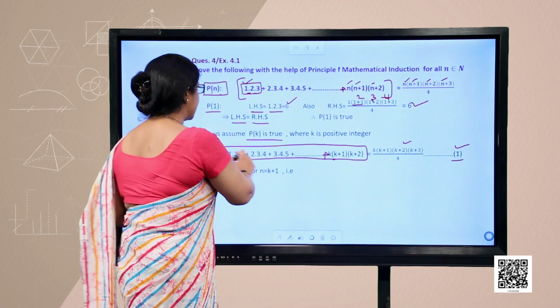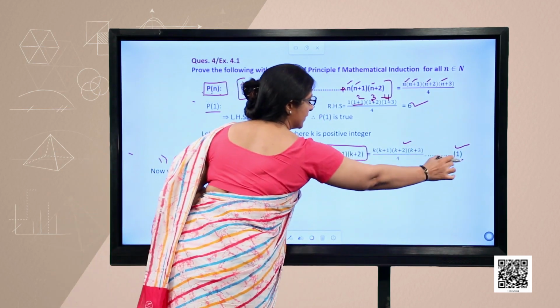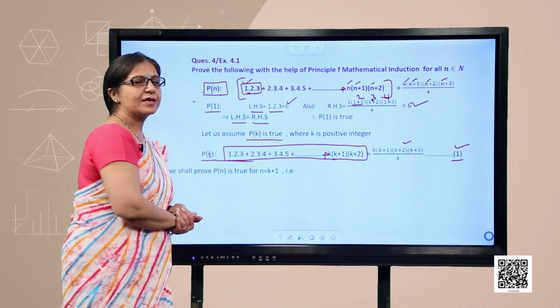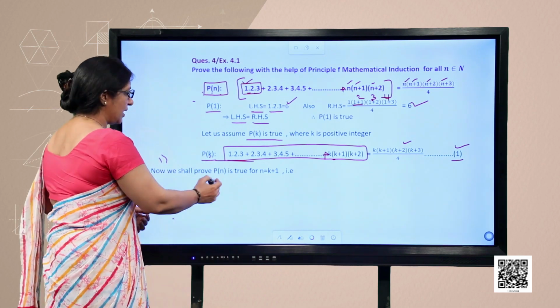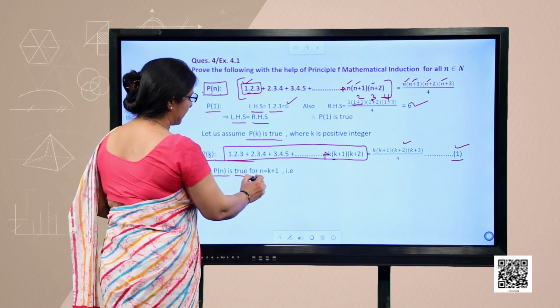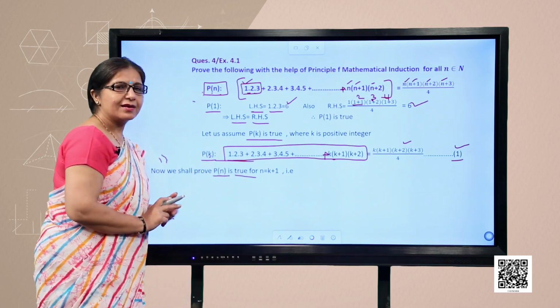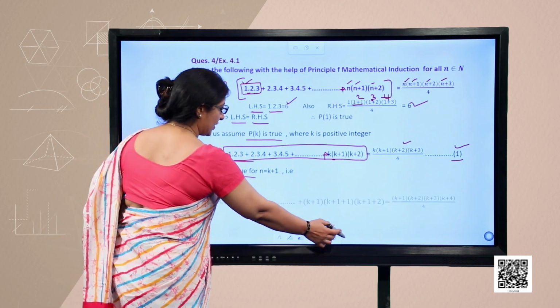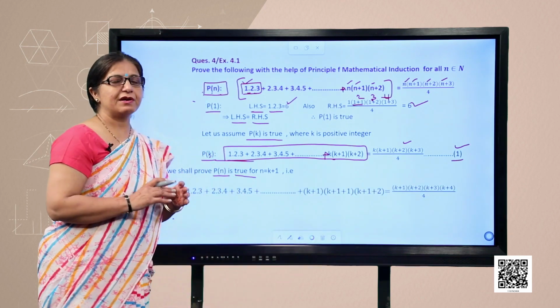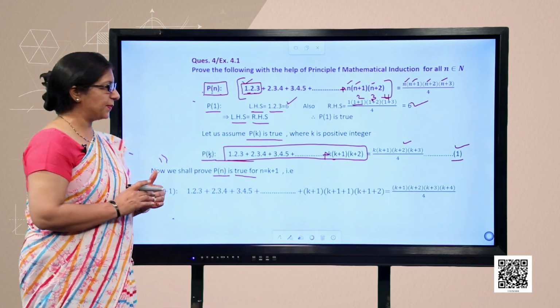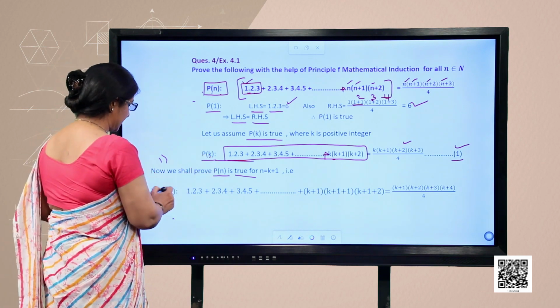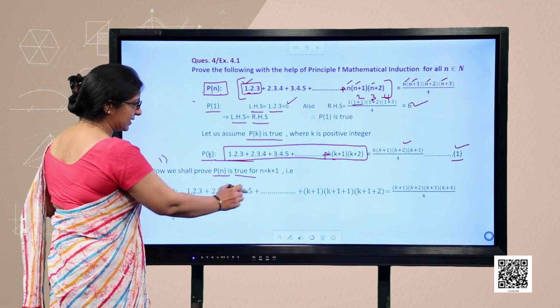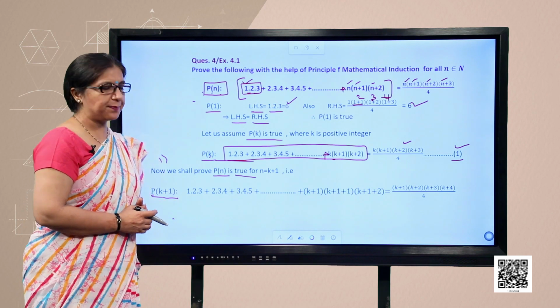We will be using this result for further proving Pk plus 1. Now, we need to prove that Pn is true only when n is equal to k plus 1. So, let us prove it. Before proving, we will form the equation by replacing k by k plus 1. This is our mathematical statement in the form of k plus 1.